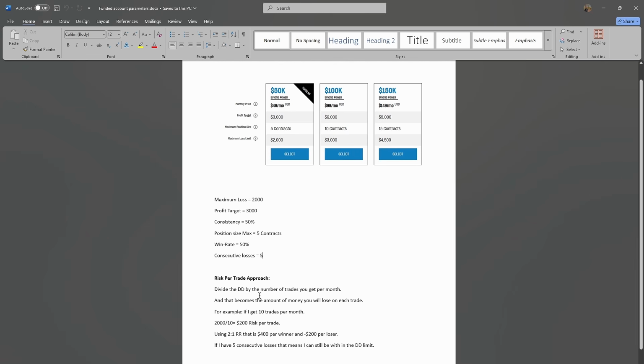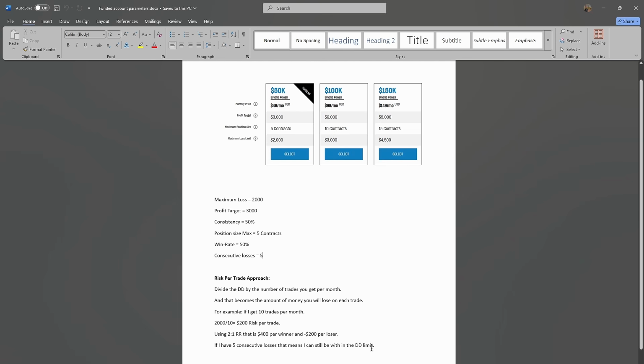The risk approach will be dividing the drawdown by the number of trades you are getting per month. For example, if you are getting 10 trades per month, we can divide the whole drawdown, which is $2,000, by 10 trades, which gives us $200 risk per trade. Using a 2-to-1 risk to reward ratio, we are getting $400 per winner and minus $200 per loser. If I hit 5 consecutive losses, that would be a $1,000 drawdown, so I can still manage that. That is the protocol I will be using, dividing the whole drawdown. You can do that for the 100K or 150K account, but the 50K is the sweet spot.